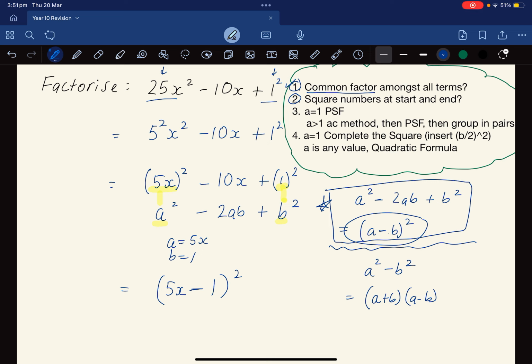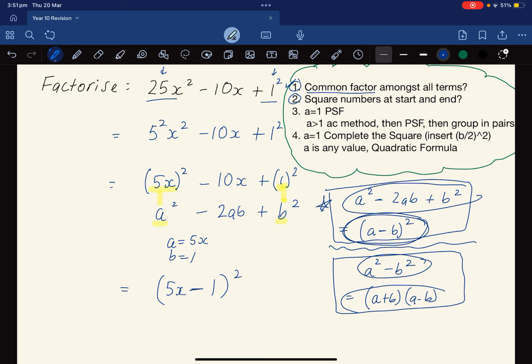Yeah, you just want to really memorize your patterns. Okay, if there's 3 terms, it's going to factorize to this. If there's 2 terms and there's squares at the start and end, it's going to factorize to that.